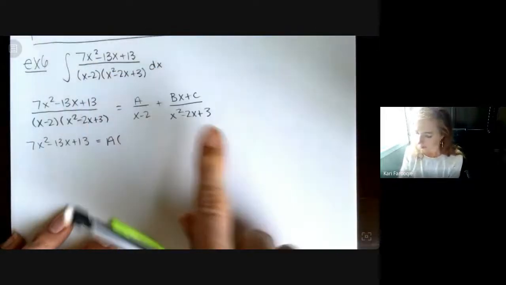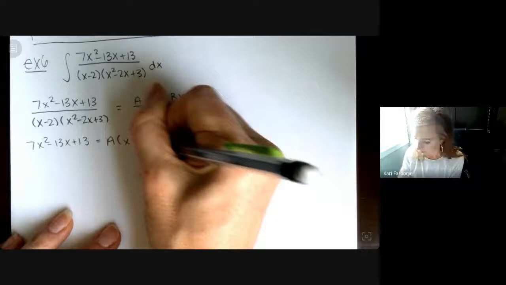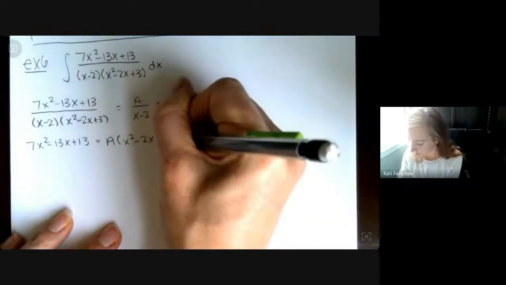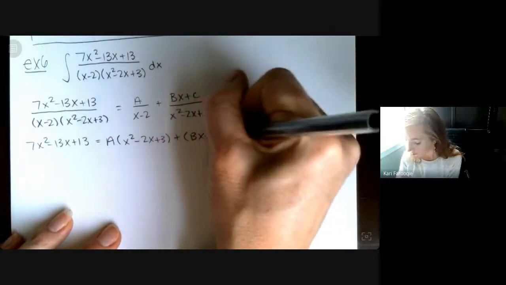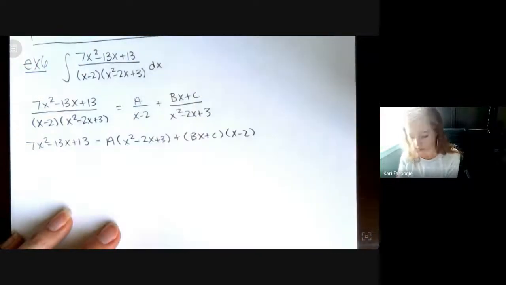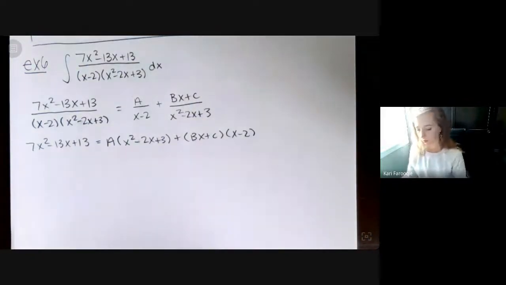A times your other factor, x squared minus 2x plus 3, plus, don't forget your parentheses, Bx plus C times the quantity x minus 2.